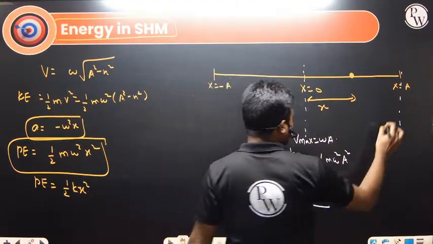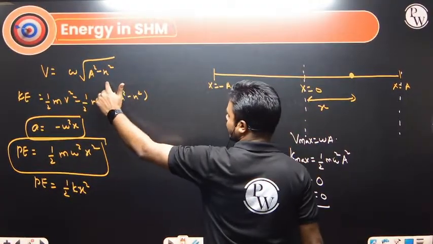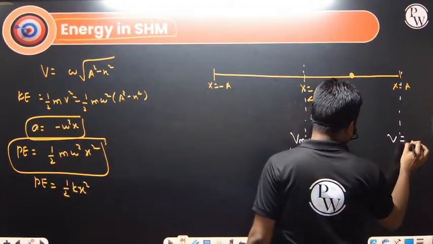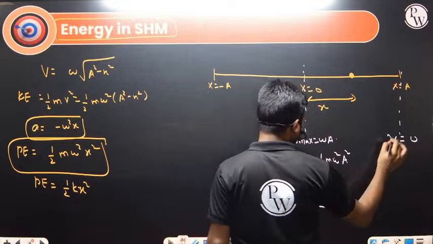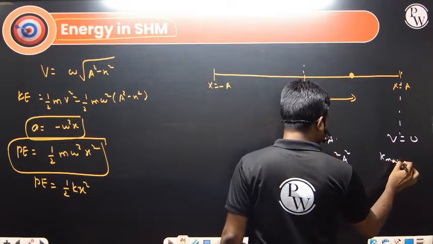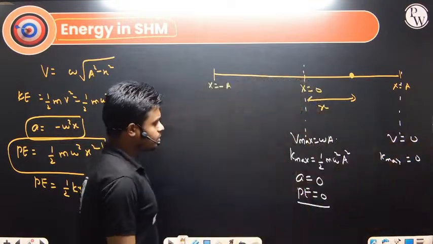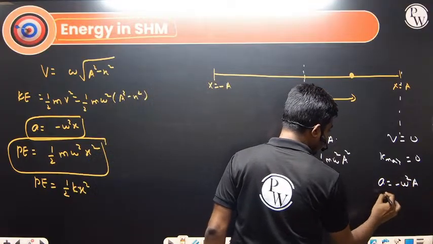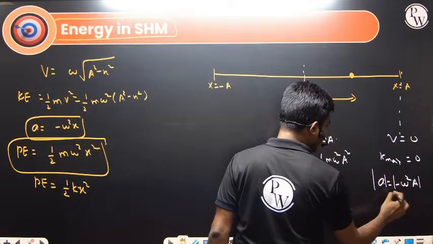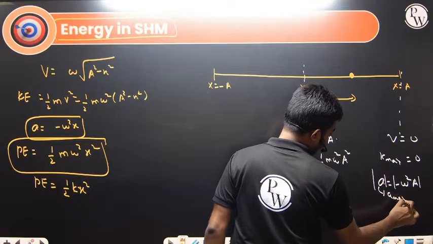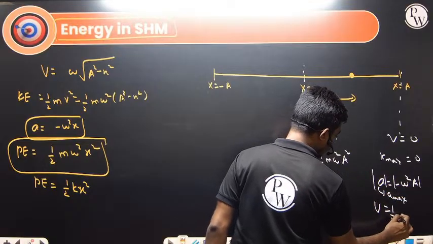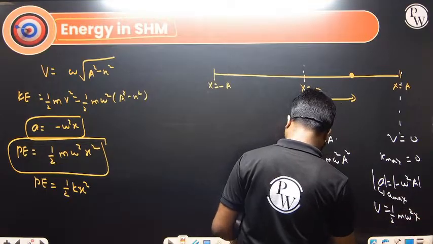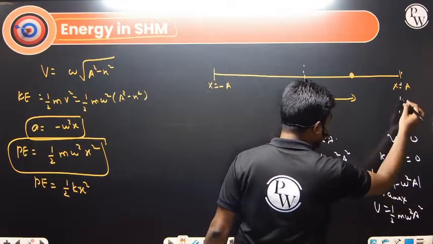Next, if you talk about x equals to a, when I am putting x equals to a over here, velocity will be 0 because a square minus a square is 0. And what about the kinetic energy? If velocity is 0, kinetic energy will also be 0. What about the acceleration? a is equal to minus omega square a. If you talk about the magnitude, this will be maximum again. And the potential energy will also be maximum, half m omega square a square, because this is x equals to a.